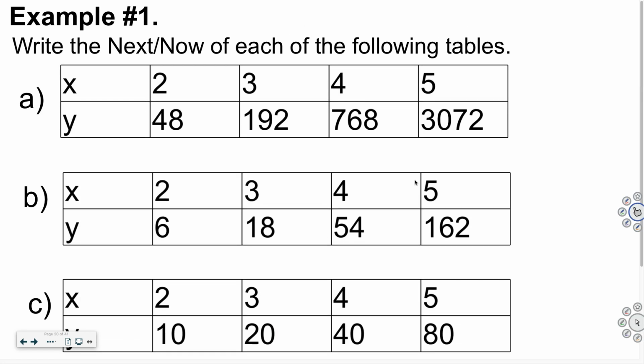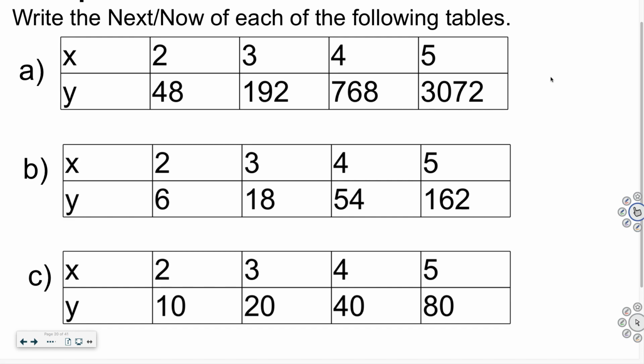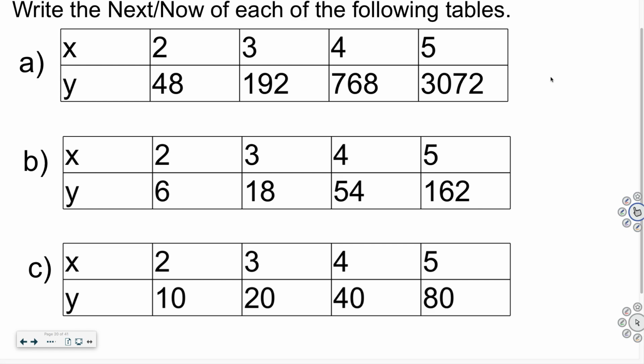All right, number 1. Write the next-now for each of the following situations. For these, we have to find the growth rate, so we have to find a and b. To find this rate, we'll take 192 and divide it by 48. What's 192 divided by 48? 4. So it looks like our growth rate here is 4.